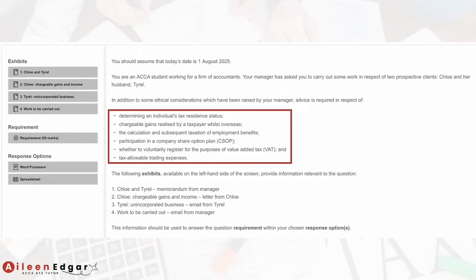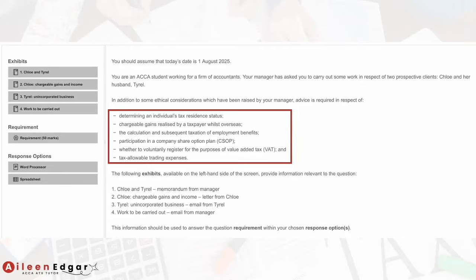Well, we've got a variety of taxes to consider, as we can see mention of chargeable gains, employment benefits, trading expenses, which fall under income tax. We've got VAT getting a mention there. We also have some overseas issues to contend with. Now, reading that bullet point list in the question is going to help you figure out if this is the question you want to start with in your exam, or maybe you want to move on to Section B.